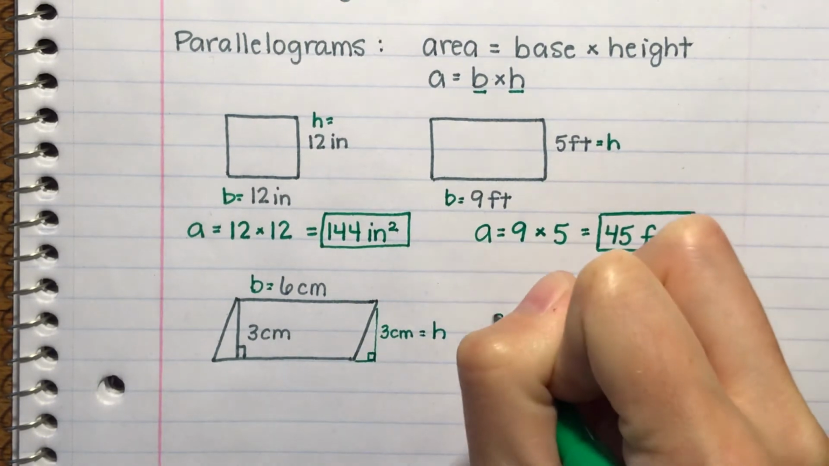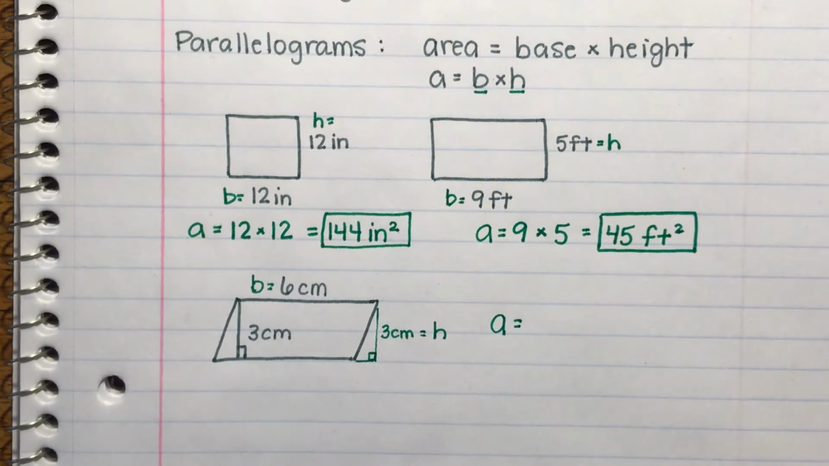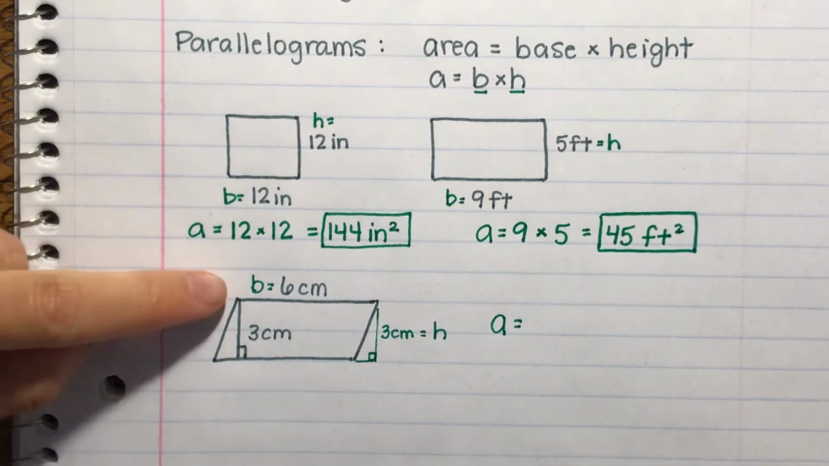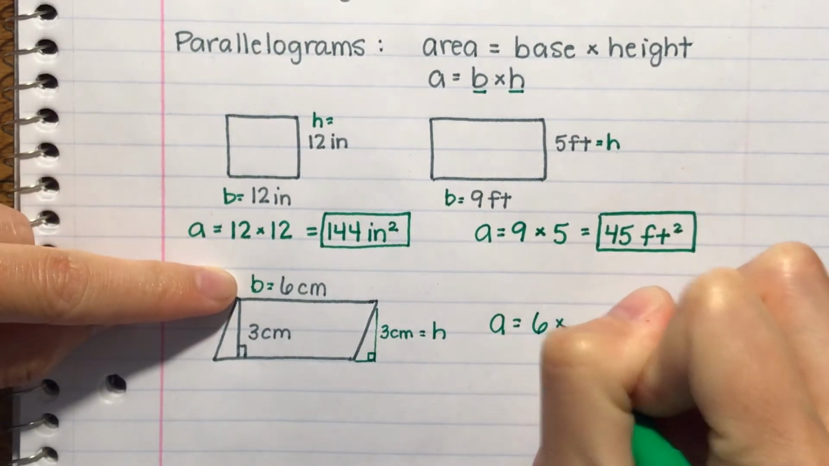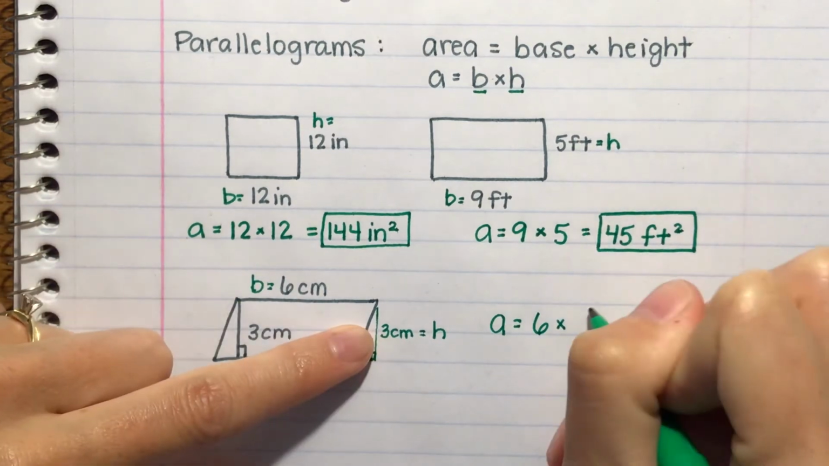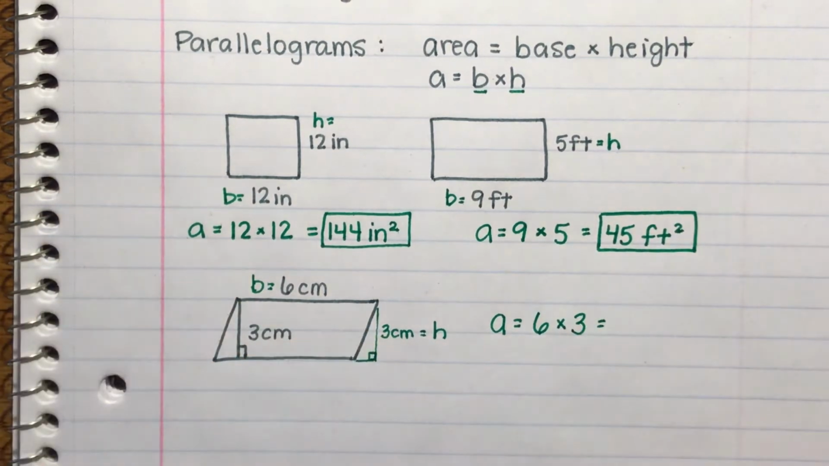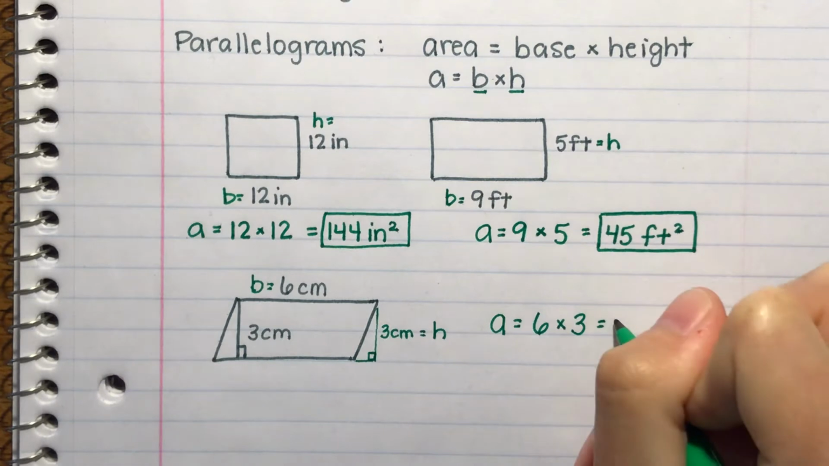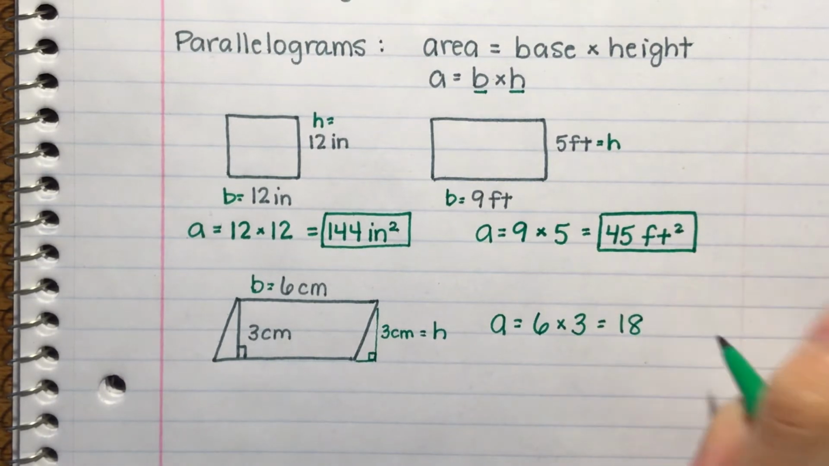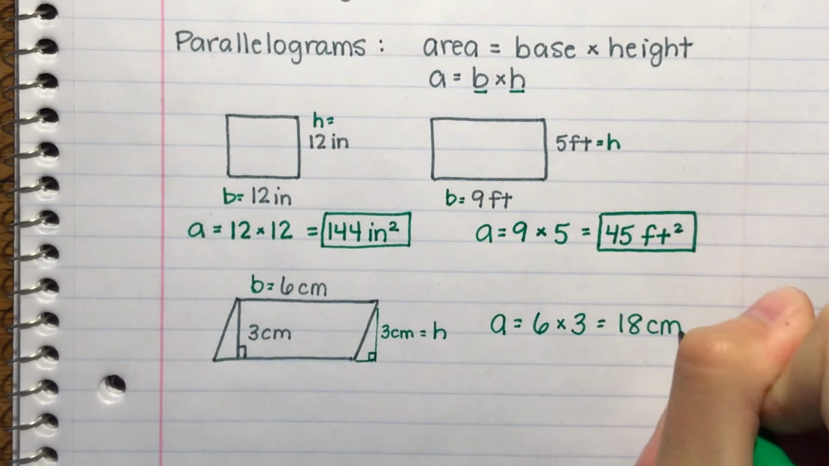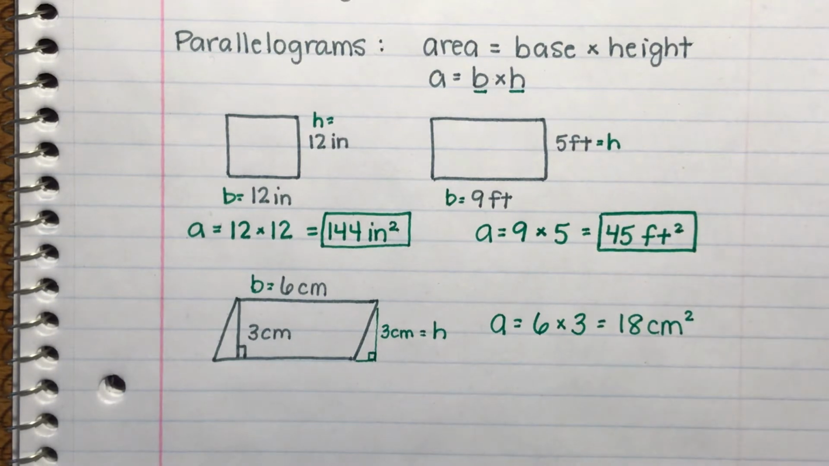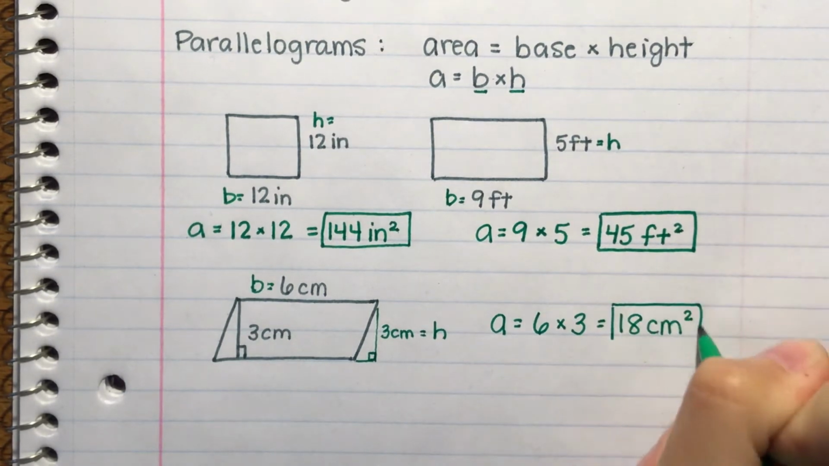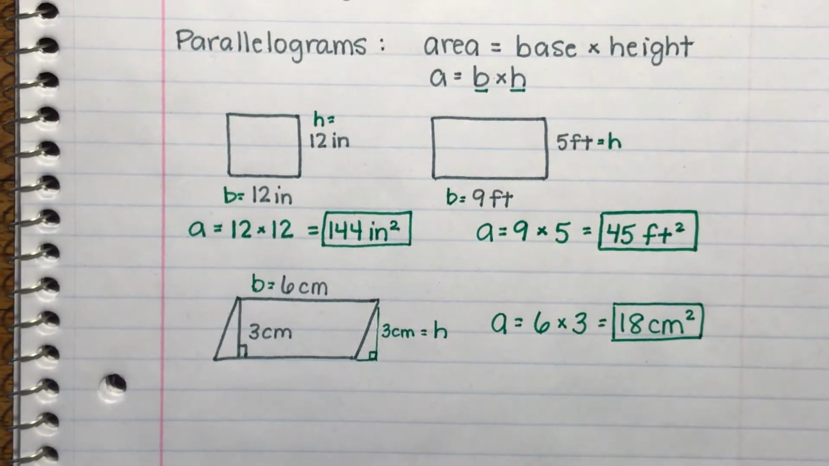Again, I'm going to go to that formula. Area equals base times height. Instead of the base, I'm going to put 6. Instead of height, I'm going to put 3. I'm going to multiply those two together to get 18. And I'm going to label it with centimeters squared. All right, so that's it. Parallelograms are the easiest ones because it's just base times height.